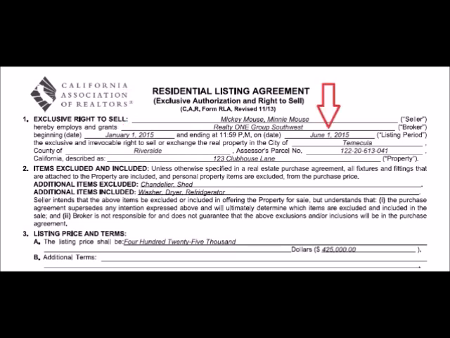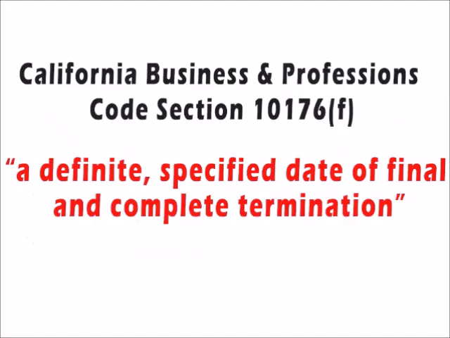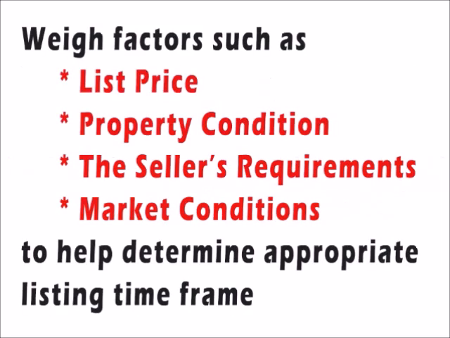Insert the calendar date the listing period will end. You always want to fill in the blank with an ending date. According to California Business and Professions Code, Section 10176(f), a listing agent cannot claim, demand, or receive a commission under an exclusive listing agreement unless the agreement contains a definite, specified date of final and complete termination.